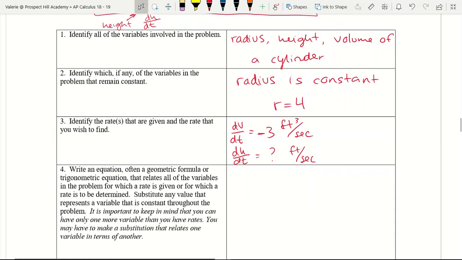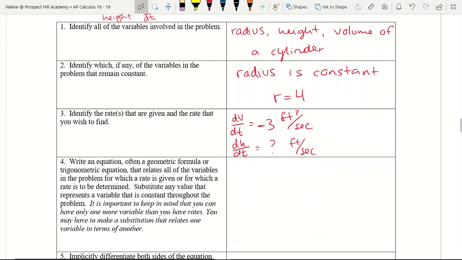So now for part number 4, we want to write an equation. And we want to make sure that our equation only has one more variable than we do rates, right? So because we have one known rate, we should only have 2 variables. Okay, so what that means is if we look at number 1, we clearly have 3 variables. One of those variables has to be constant, which we've already identified to be the radius.